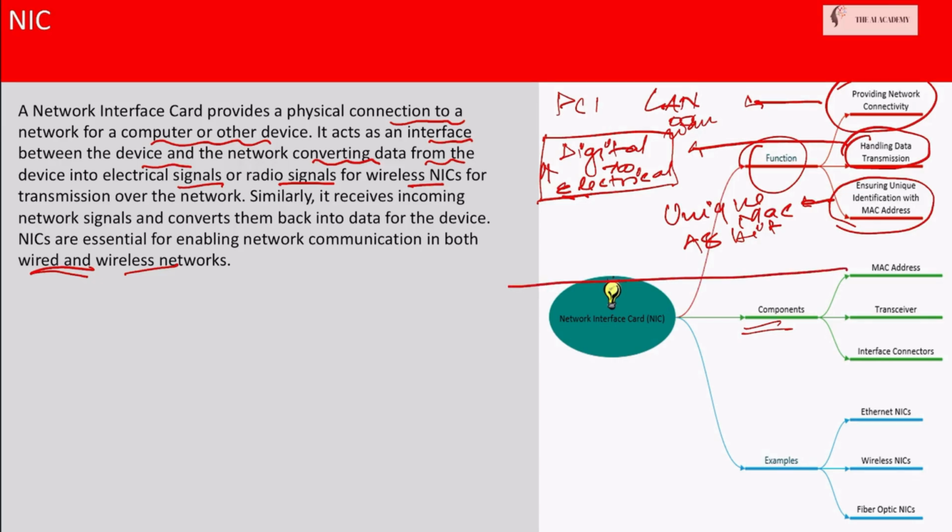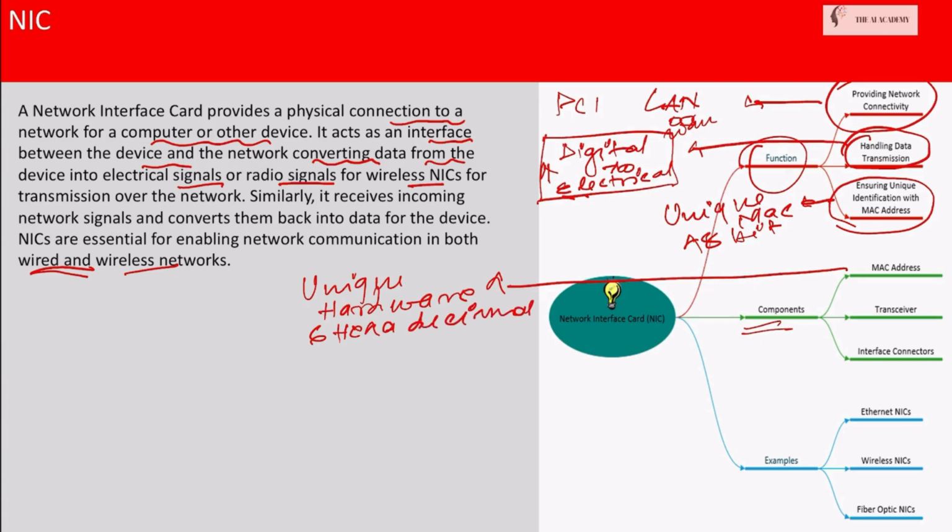MAC address. The MAC address is a unique identifier assigned to each NIC. It is embedded in the NIC's hardware and is used for communication at the data link layer. The MAC address consists of 6 pairs of hexadecimal digits and is used to ensure that data packets are correctly addressed and routed to the appropriate device on the local network.